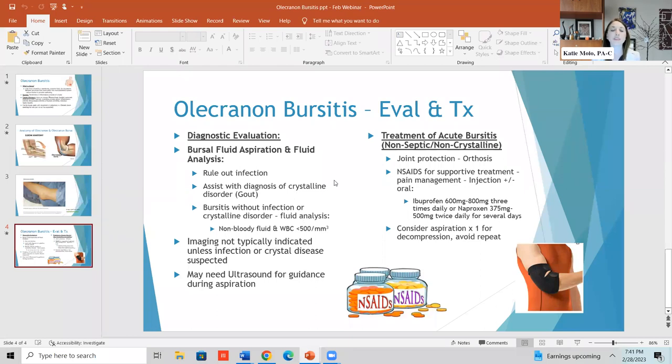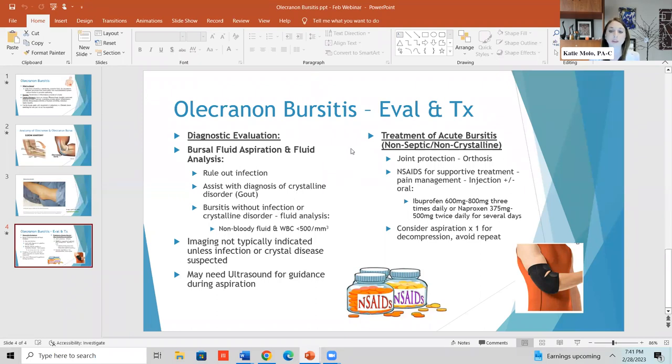Imaging is actually not typically indicated unless you suspect infection or crystal disease. So in our case, we ordered an x-ray because we wanted to see if there was osteomyelitis, which I think is important because her arm looked infected. You also may need ultrasound for guidance during your aspiration, just to make sure you don't hit any nerves or important structures. That's just a little side note.